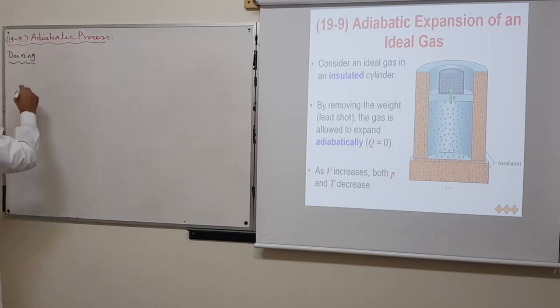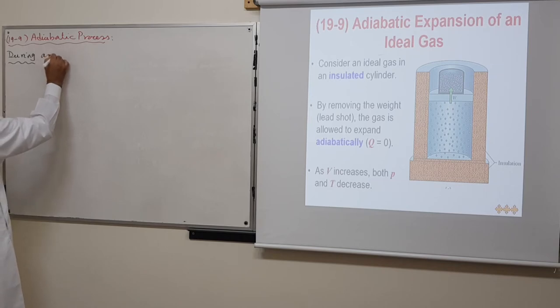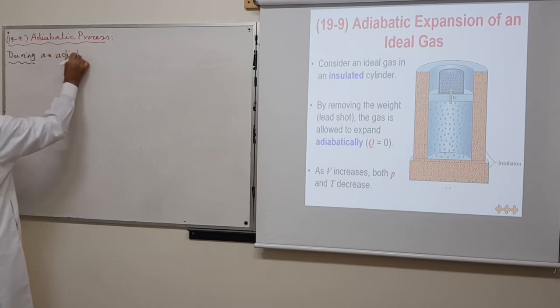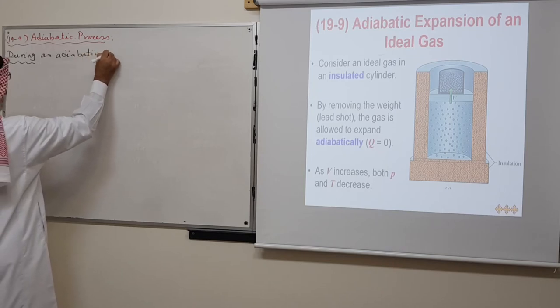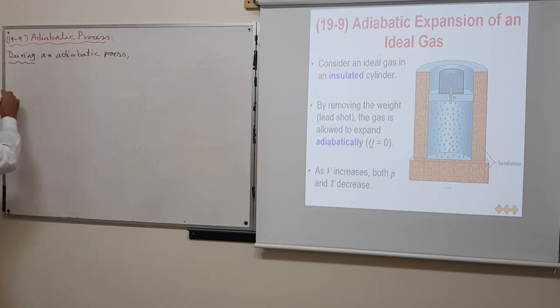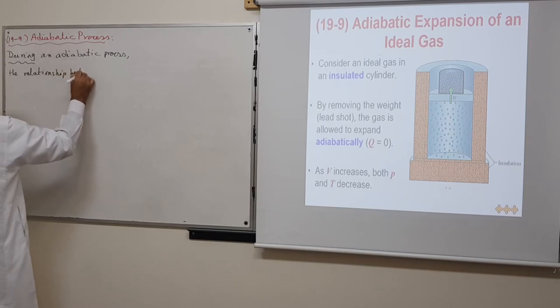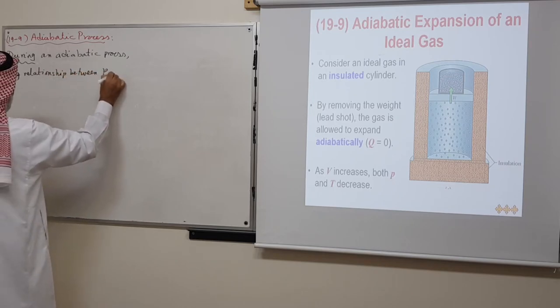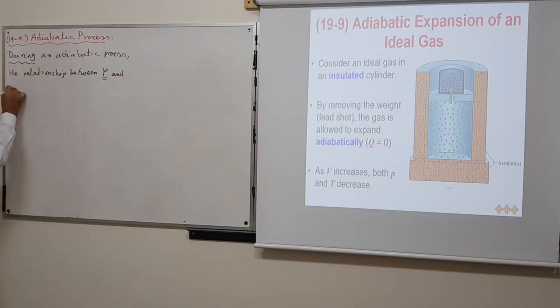During an adiabatic process, the relationship between the pressure and the volume is P V to the power gamma. We already explained what gamma is. It's the ratio of Cp over Cv, and P V to the power gamma is constant.